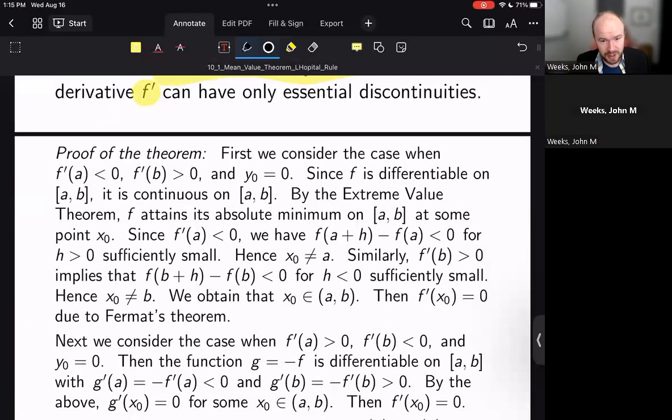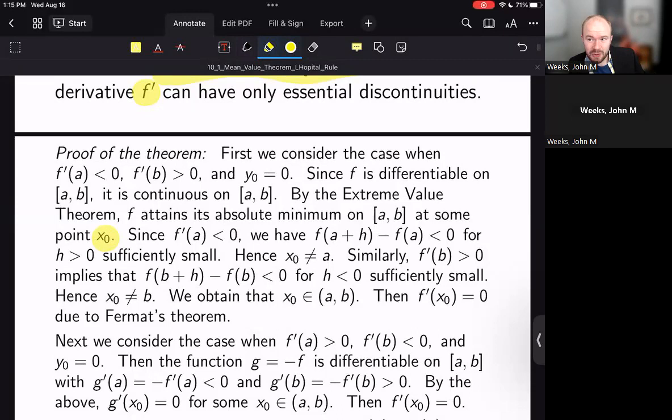Well, f is differentiable on this interval, so it is continuous. And the extreme value theorem, again, says you have a closed and bounded region on which your function is continuous, so it has an absolute minimum point. We're going to call that absolute minimum x naught. So let's start there and analyze a little bit about x naught.